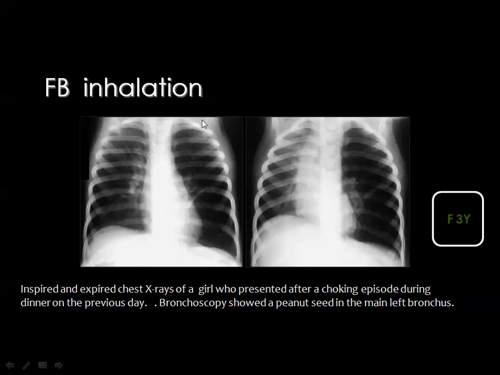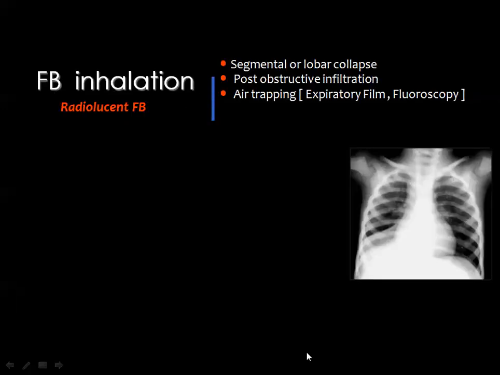And this is the classic appearance of foreign body inhalation on the left side with air trapping. Sometimes we try to have these projections in an inspiratory film and an expiratory film. You know, this is very difficult with children, but we try to do this, and if you succeed, then you can see that the left lung is persistently hyperinflated.